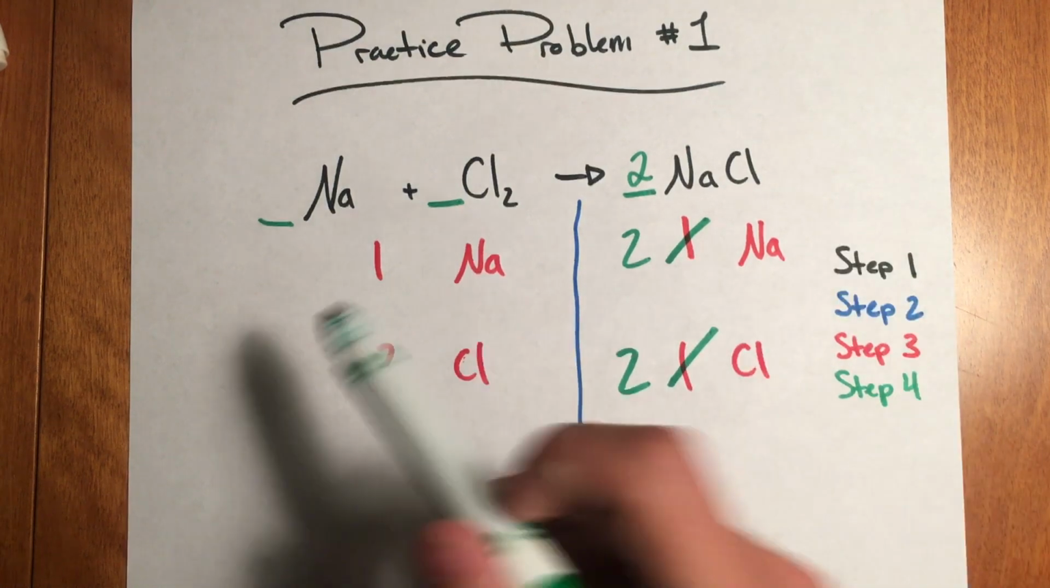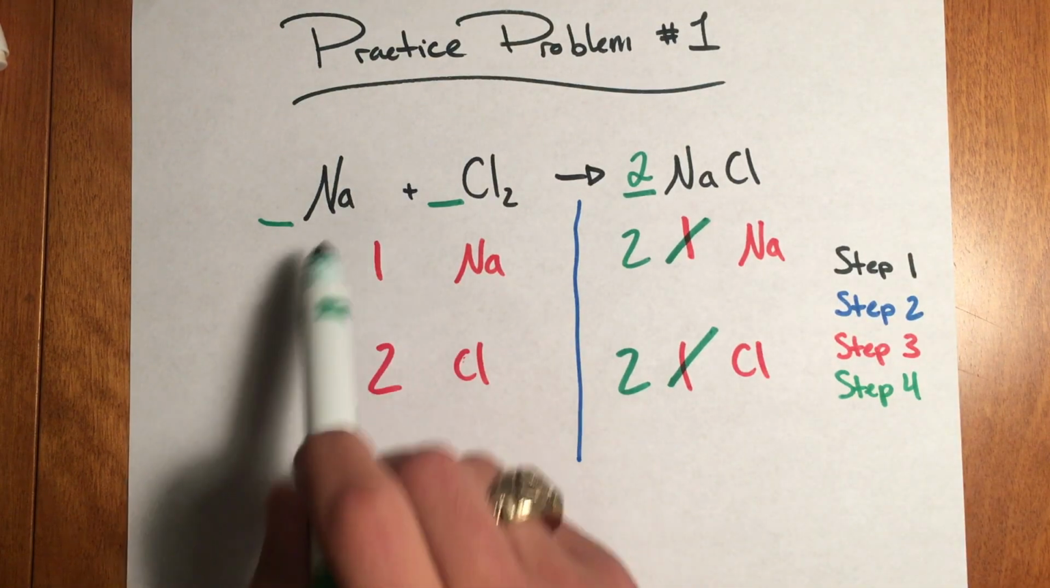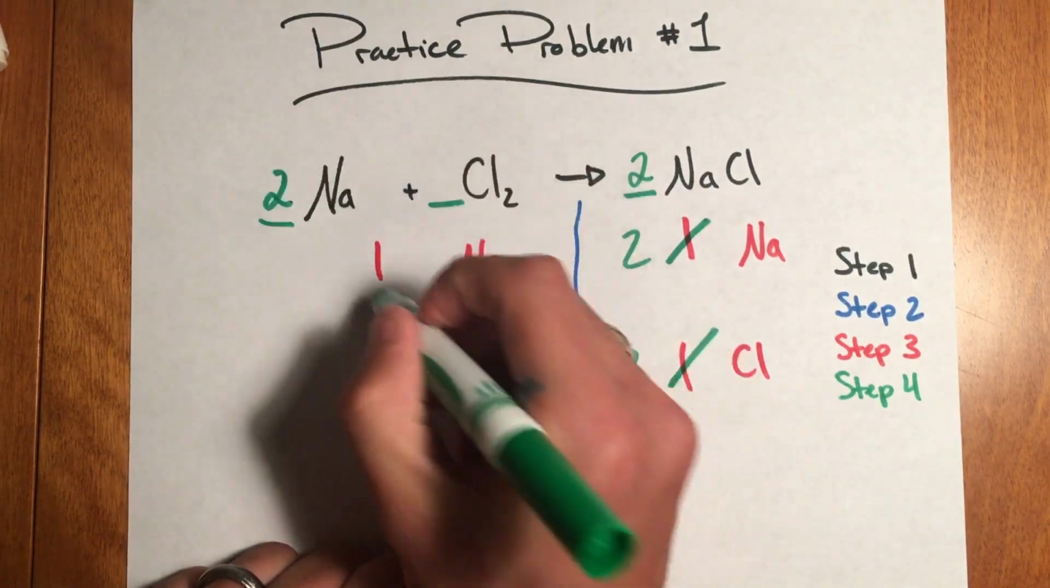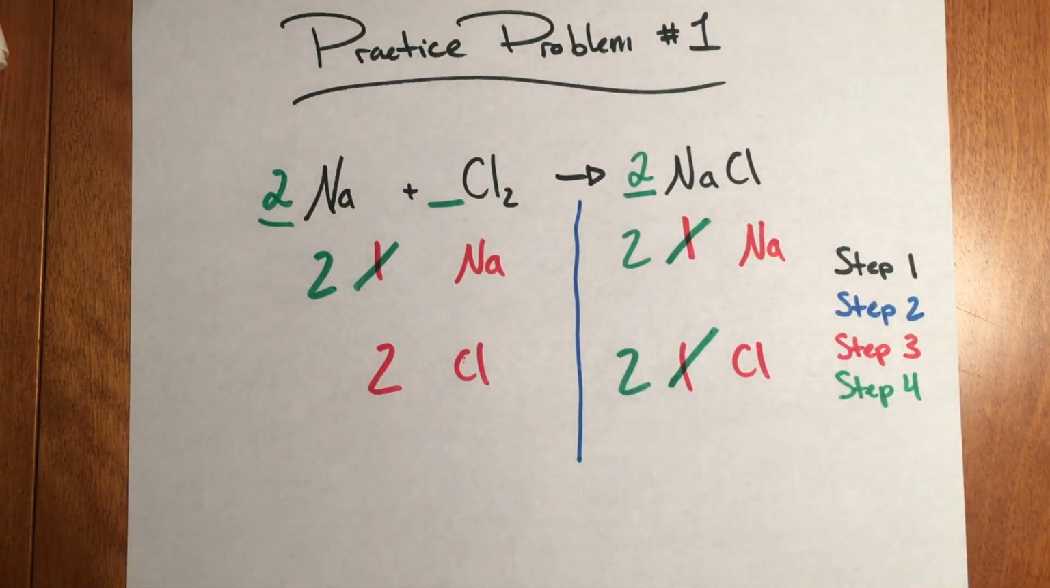Then I can come back over here and see that the sodium is no longer balanced. So all I have to do is just put a 2 there, changes that to a 2, and now we're balanced.